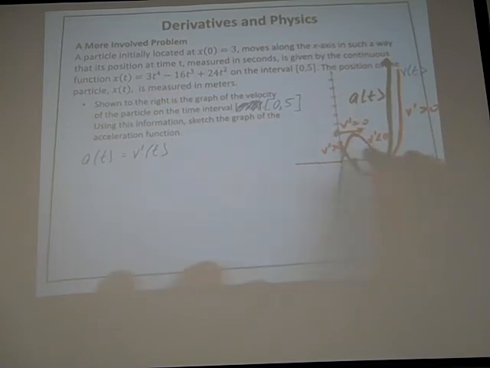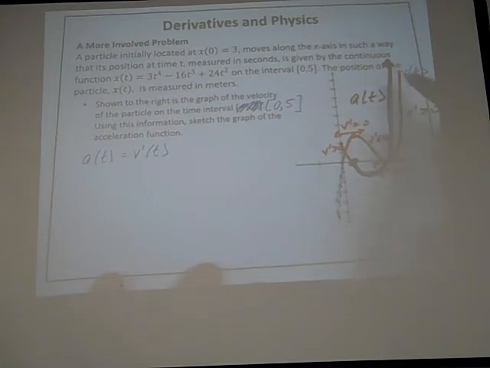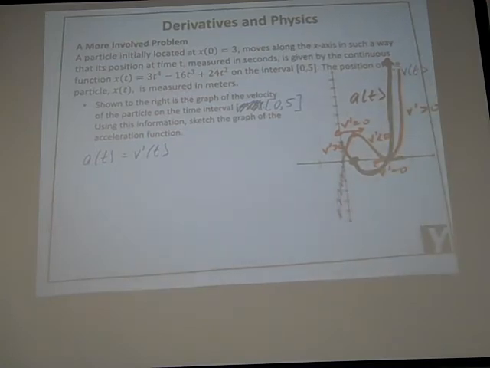And where I'm going to look is, does the acceleration have a root when the velocity has a maximum? Does the acceleration have a root when the velocity has a minimum? Is the acceleration negative when your velocity is decreasing? And is your acceleration positive when the velocity is increasing? Those are all the things I'm going to be looking at. Now for the last part.